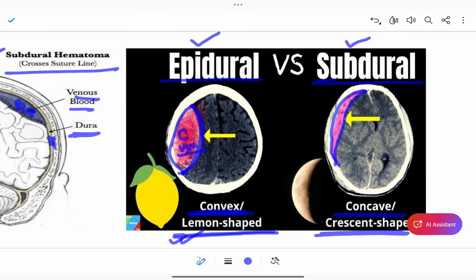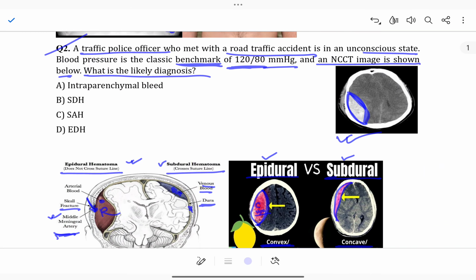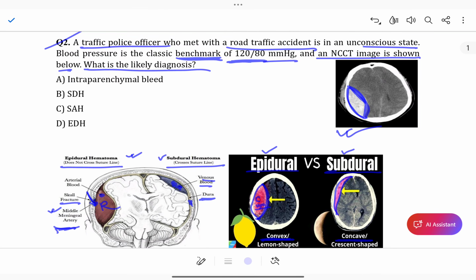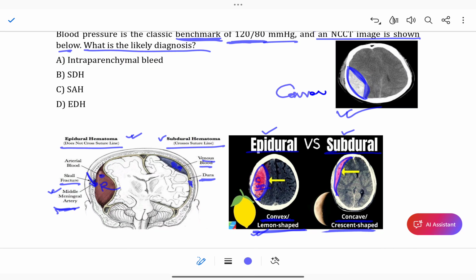So according to this explanation, come to our question. According to our explanation, this part is convex or lemon-shaped. So this is generally epidural.